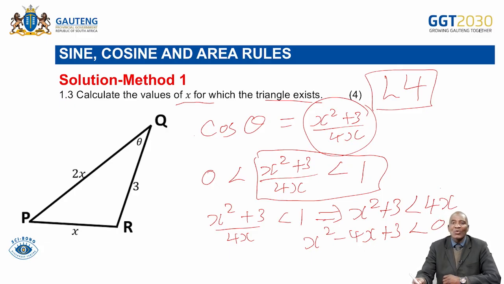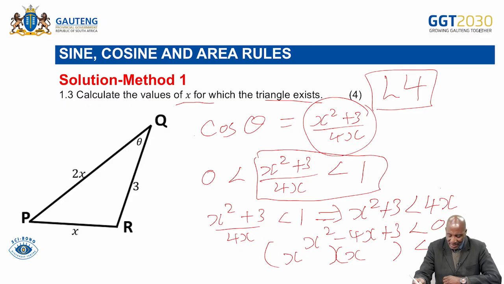Yes, it takes us back to quadratic inequalities. We have to solve for x. We are going to factorize both sides. This side is less than 0. We are getting x and then x there. What are the factors of plus 3 that give us a negative 4?